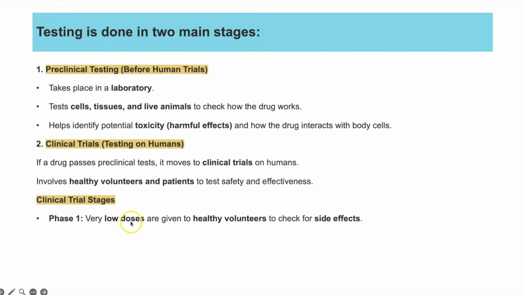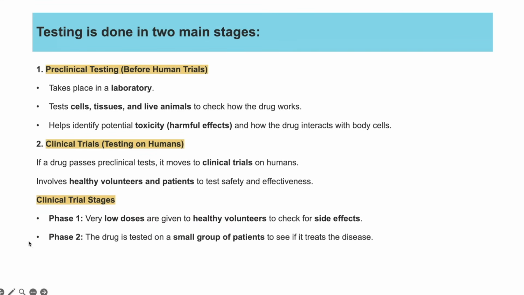Phase one, you give a very low dose of the drug to healthy volunteers. And we do it as a low dose because if there are harmful side effects, at least you've only given them a low quantity, so hopefully it doesn't cause too much harm. And it always starts on healthy volunteers.